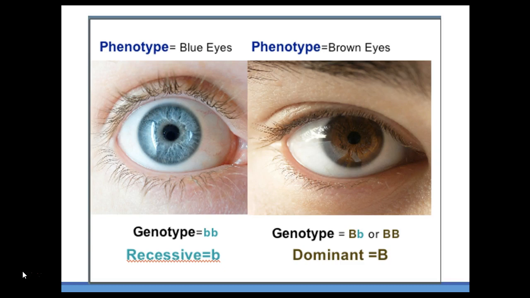And for brown eyes, the phenotype is obviously brown eyes, but the genotype can be 2 different things. It can be a brown gene and a little blue gene, or 2 brown genes. So the genotype is actually quite different in both cases.